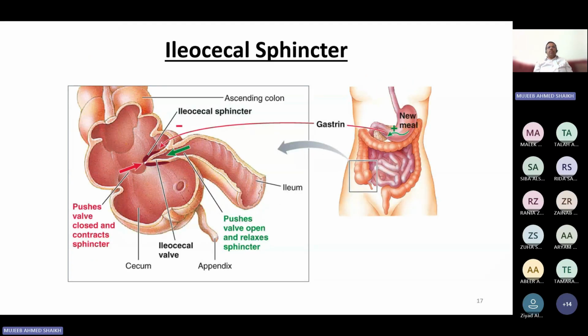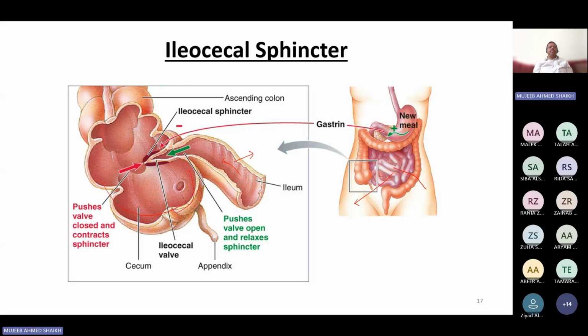Here the whole picture will describe everything. So this is the small intestine here. You can see in the center is the small intestine. In the big way, you will see this is the ileum. The small intestine is coming here, and this hole is the cecum, and this is the opening.